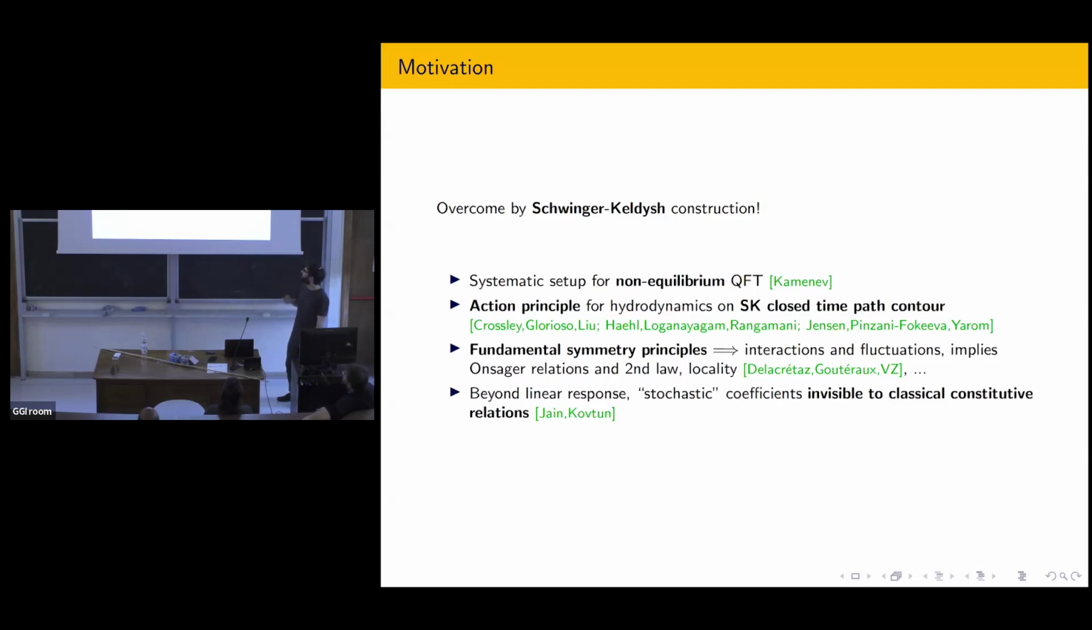Also, for example, it has been used to systematically incorporate certain aspects of locality, which are not always obvious when you have complex systems such as pinned superfluids. And finally, beyond linear response, there are certain stochastic coefficients which are invisible to classical constitutive relations, but they are there in the Schwinger-Keldysh setup. Okay, so there are very good reasons to work with actions for hydrodynamics.